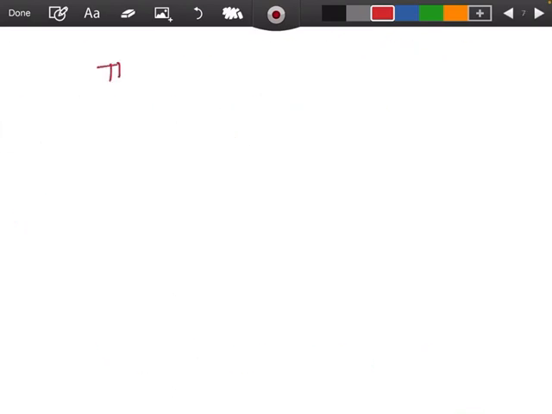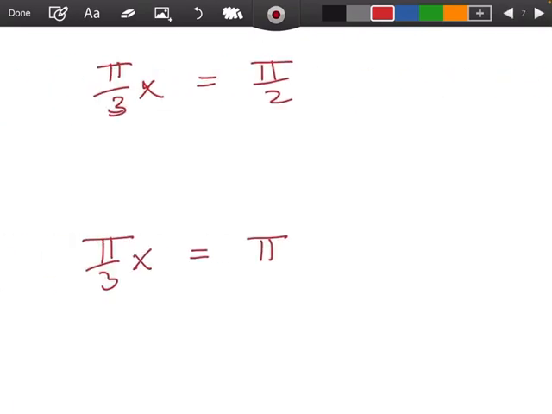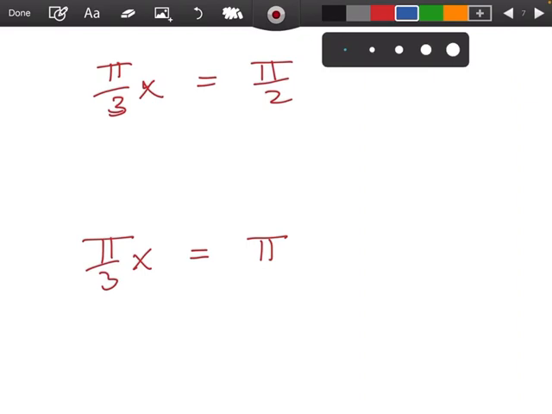I'm going to say pi over 3 with an x equals, remember that this one here is pi over 2, and I'm going to say pi over 3 with an x equals pi. And then I'm going to do this one more time, and I'll do it on this slide because I got a lot of room here. Pi over 3 x equals 3 pi over 2. Okay, so let's solve the first one.